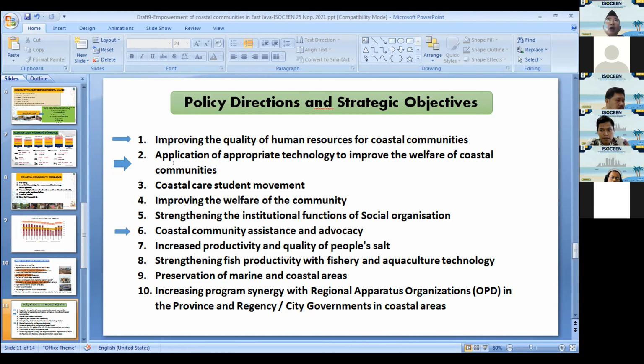How can we apply simple technology to help our population in the coastal area? For example, in salt fisheries, they use a traditional way to move the water by hand. It's very conventional. We have to give them some simple technology.